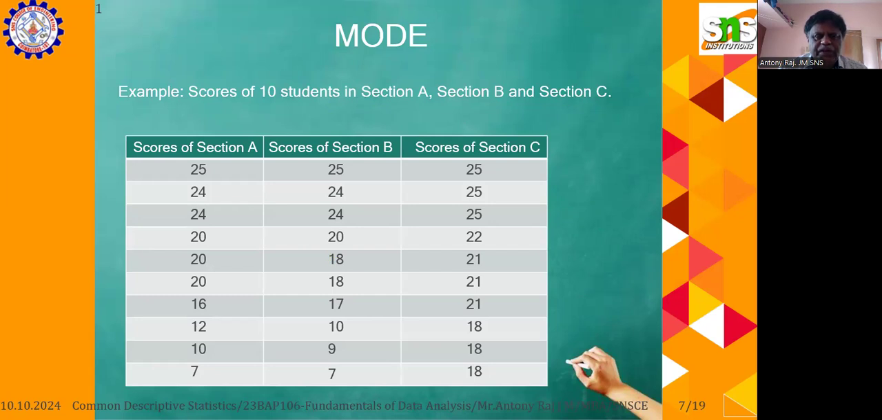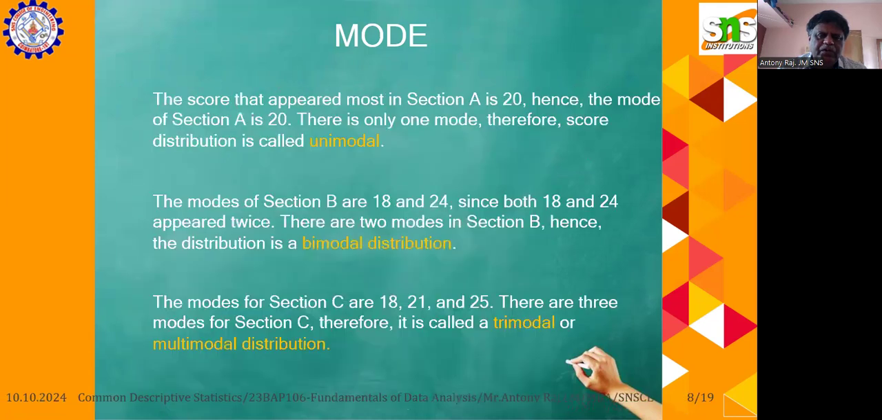But if you talk about section B, there are two values which are repeating. 24 occurs twice and 18 also occurs twice. So this is a simple example of a bimodal distribution. Now in section C, there are 25, 21, and 18. All three values occur the same number of times, so there are three modal values. So this is a trimodal distribution. And when there are more than three, it is multimodal.